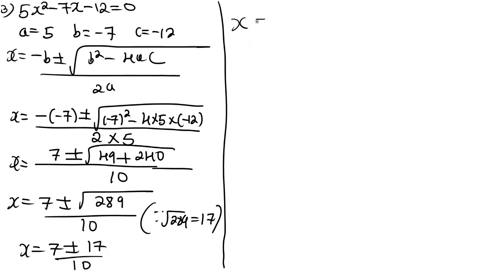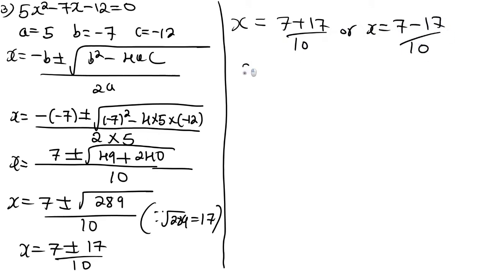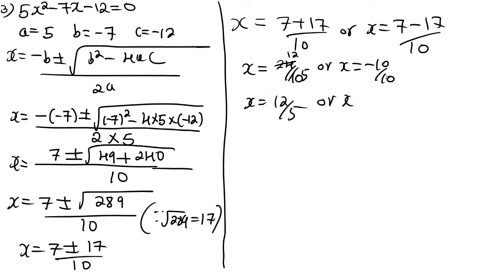So x value is equal to 7 plus 17 by 10, or x value is equal to 7 minus 17 divided by 10. X value is equal to 17 plus 7, its value is equal to 24 by 10, or x value equal to minus 10 by 10. X value is equal to divided by 2. Okay, 2 12s are 24, 2 5s are 10. So x value equal to 12 by 5, or x value equal to 10 by 10, it's equal to 1, but here minus is there. So x value equal to minus 1.